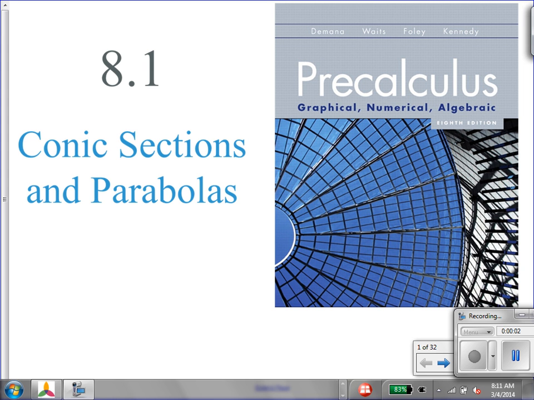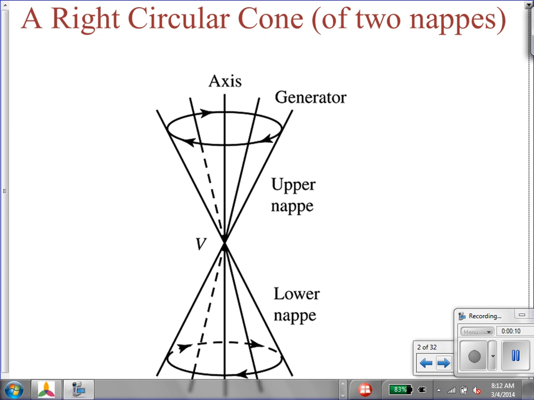All right, chapter 8, we're going to talk about conic sections and parabolas. So you'll need to know what a conic section is. Here you've got a right circular cone, and it's got two naps. That's each part of this, upper nap and lower nap. And how this is constructed is this way.